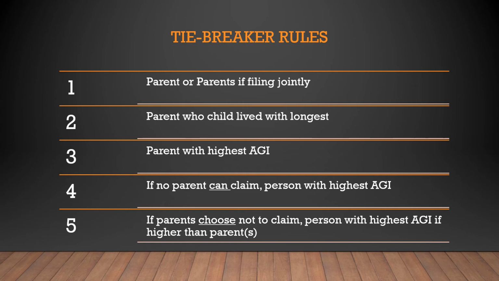And this is the one that we'll most commonly see where the child and their parent live with the grandparent. It's possible that if the grandparent has the highest adjusted gross income and is really providing more than half of the household support and all of that, often the parent will choose not to claim the child so that the grandparent can claim that child and then file as head of household.